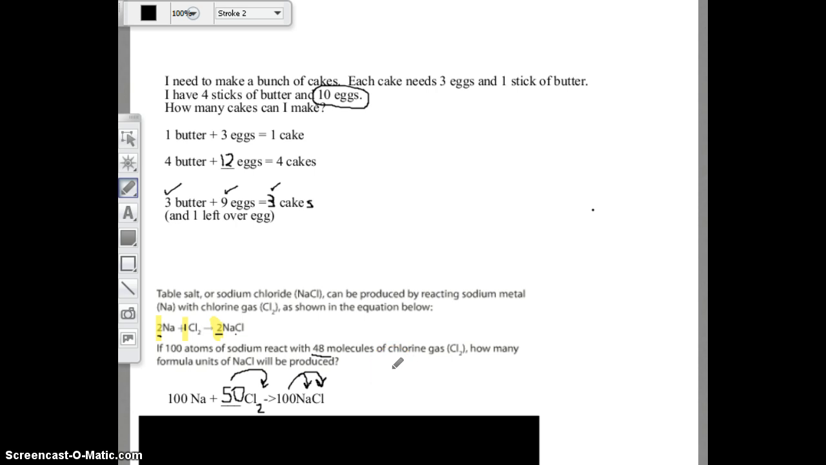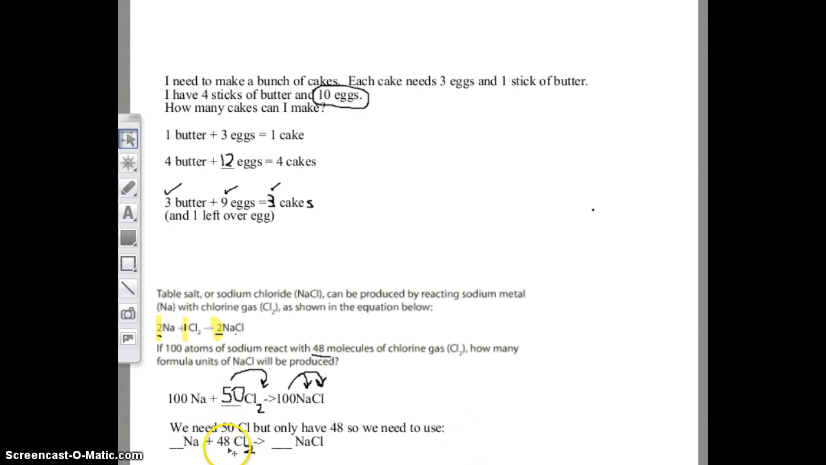So chlorine is my limiting reactant. Therefore, I'm going to need to make it again. This time I have 48 of the chlorines. Remember, my original ratio was 2, 1, 2. So if I have 48 chlorines, how many sodiums will I have?